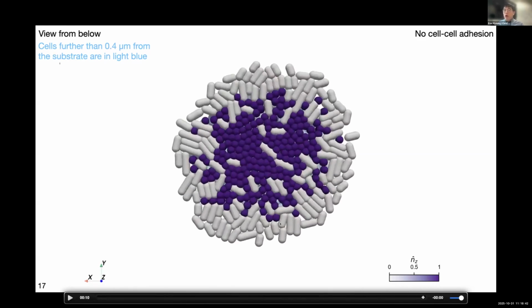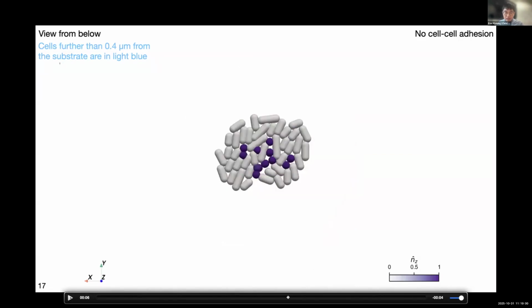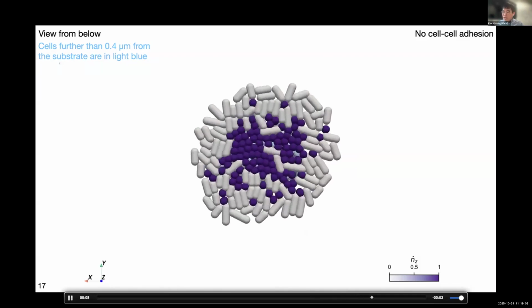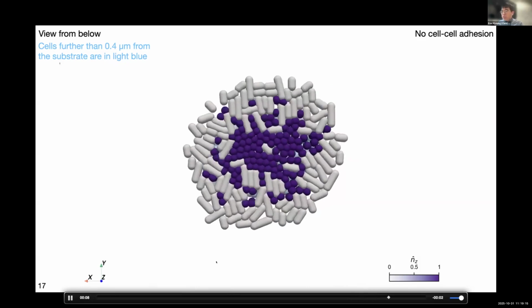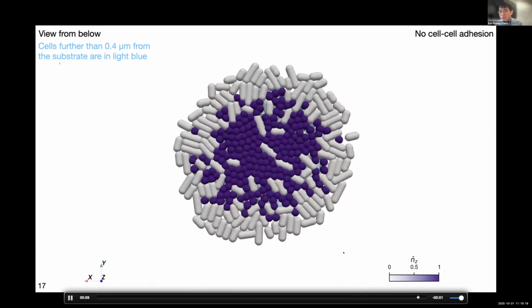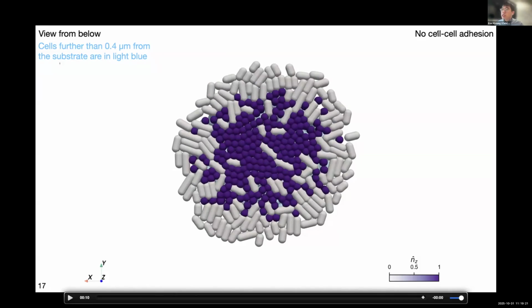Right? And for all these simulations that I'm showing from below, all the cells that are further from the substrate than 0.4 microns are in light blue. So you can see some light blue cells behind, but all these cells in front are really the bottom layer of cells. Okay. And we can see, if I replay part of this video again, we have this verticalized core, and we really only have horizontal cells in white and vertical cells in purple and nothing in between. Right? And whenever a cell verticalizes, it verticalizes almost instantaneously. It's like it snaps into its vertical configuration. So this is the case with no cell-cell adhesion, only strong cell-substrate adhesion.